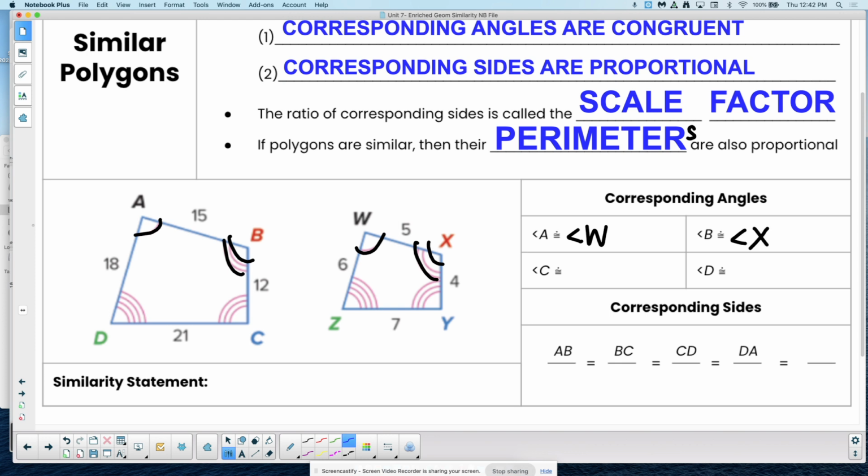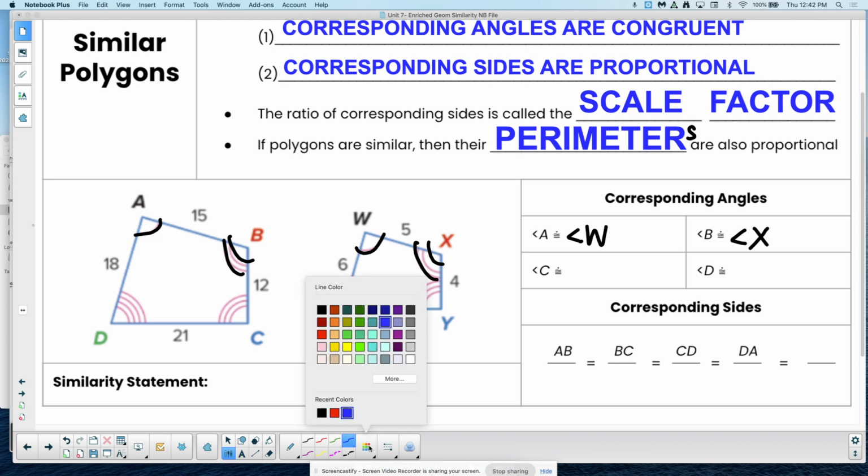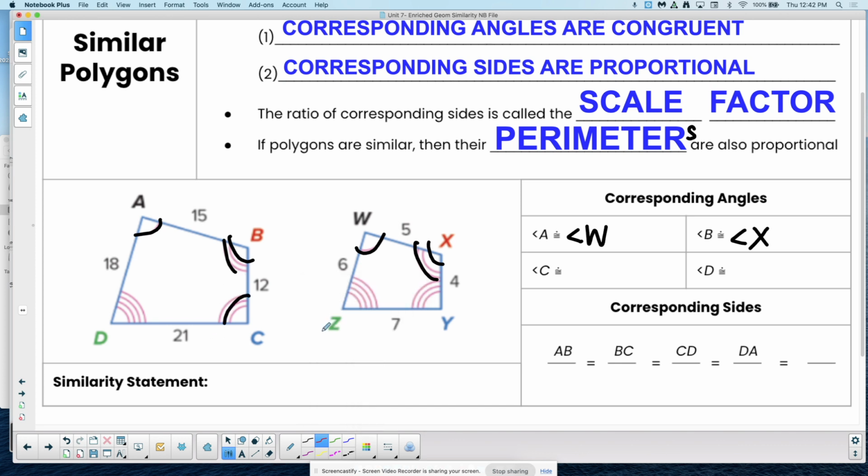I really wish my colors were working. I'll try one more time here. Angle C, nope, still not working. That's right, matches angle Y. And then lastly, angle D matches angle Z. Perfect. So our angles have to be the exact same.